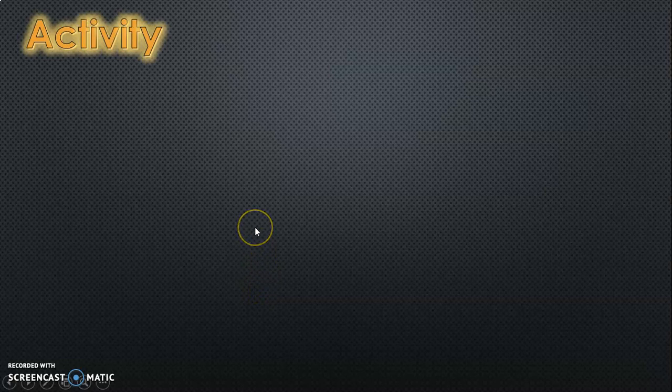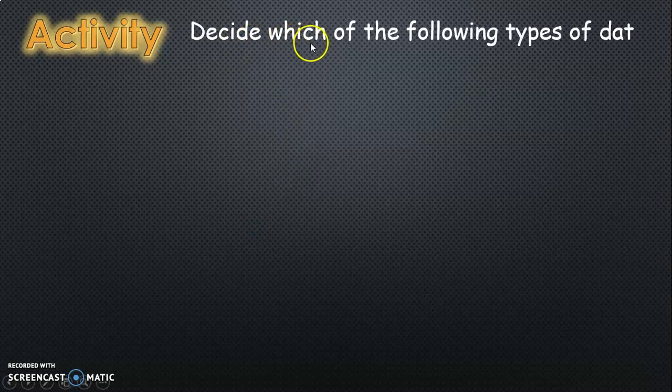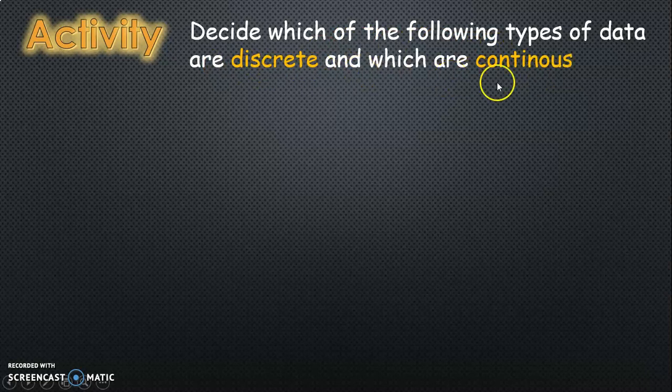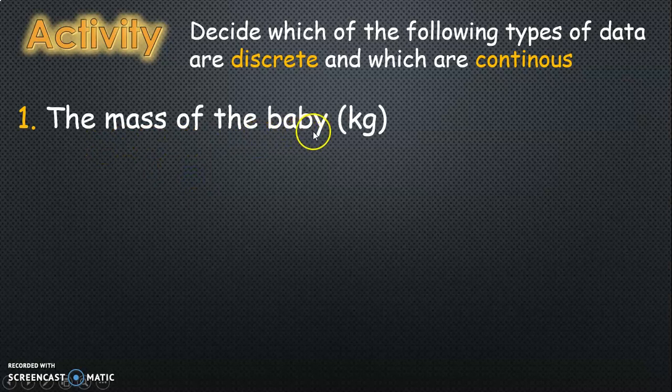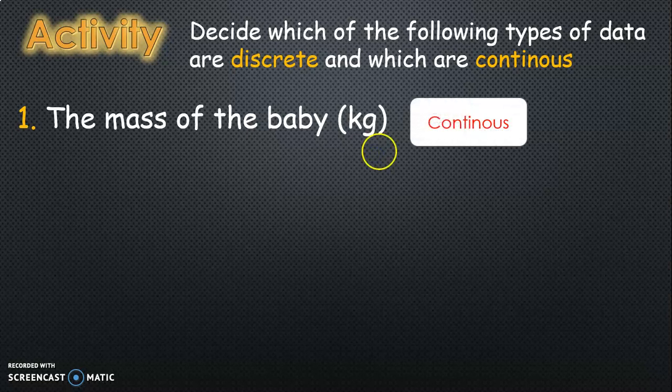Let us have a short activity in order to understand more. Here we need to decide which of the following types of data are discrete and which are continuous. First one, the mass of the baby in kilograms. Using kilograms is very obvious, since we use a unit. This given is what we call continuous data. Why? Because we can give any amount for the mass of the baby.